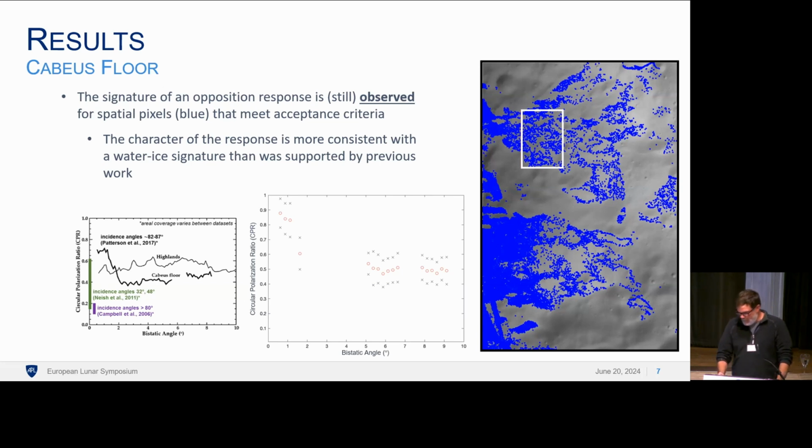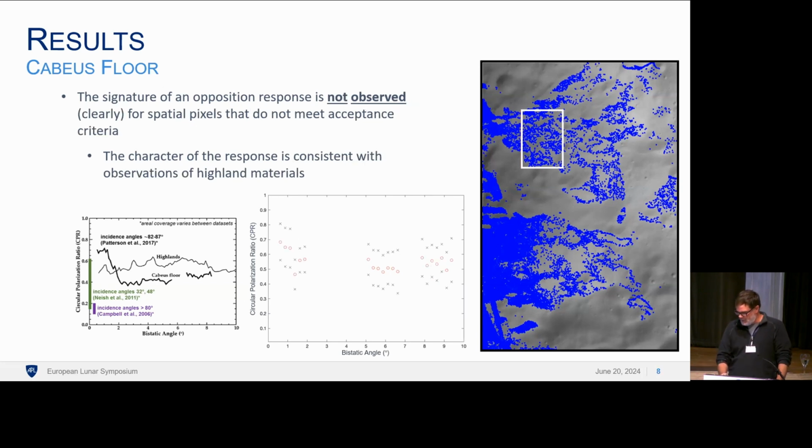And so that's, first off, good news. We can look at a plot of the data that didn't meet our acceptance criteria, and we see it does not, or maybe weakly has, an opposition response at low bistatic angle, and is more indicative of what we've observed in other data for Highlands material, which makes sense. And so this is, of course, intriguing, suggesting that there may be areas within the surface that have this strong response that we can isolate and look for what geomorphology it might be associated with, or look more closely with other data sets to see if we see matches.